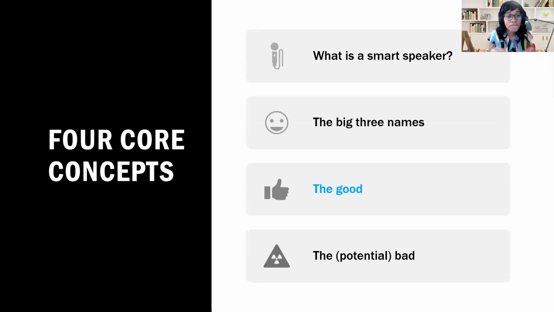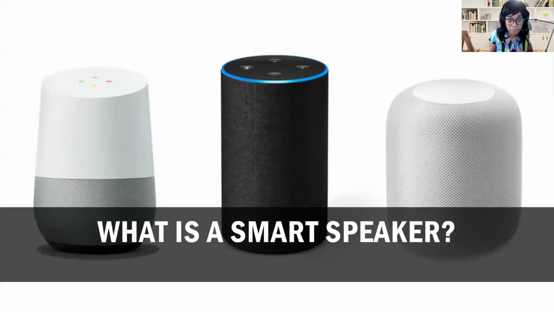All right, so we have 4 core concepts that we're going to be working our way through today. First, we're going to talk about what a smart speaker actually is so that we all have the same base level of understanding. Then we're going to talk about the 3 most popular smart speakers. And then we're going to talk about all the good ways that you can use them to enrich your life and simplify your daily routine. And of course, we're going to try and have a well-rounded discussion about all the potentially negative things that they are capable of. So we'll go ahead and get started.